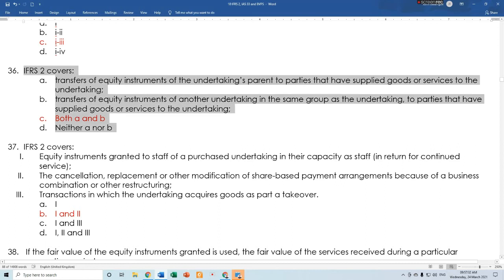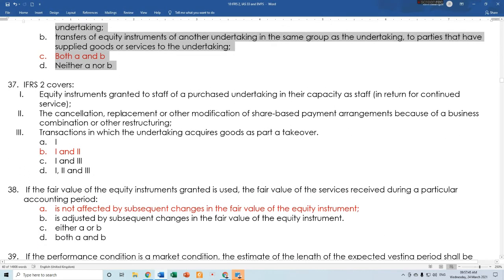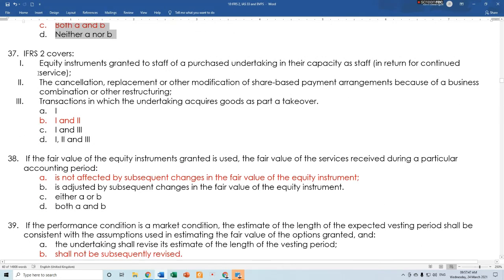36, IFRS 2 covers transfers of equity, transfers of instrument of another undertaking on the same group. So, either sarili mong shares or shares ng subsidiary mo. Okay, so letter C yan, both A and B. 37, IFRS 2 covers equity instruments, cancellation, transactions in which the undertaking acquires goods as part of a takeover. So, that is a business combination. So, the answer is 1 and 2 only. Letter B.